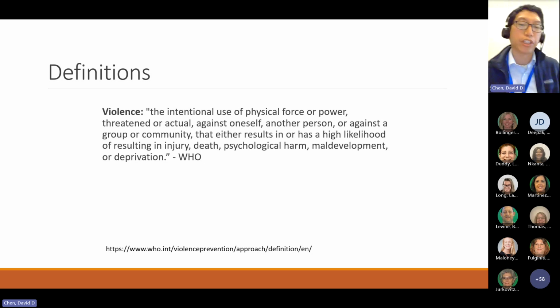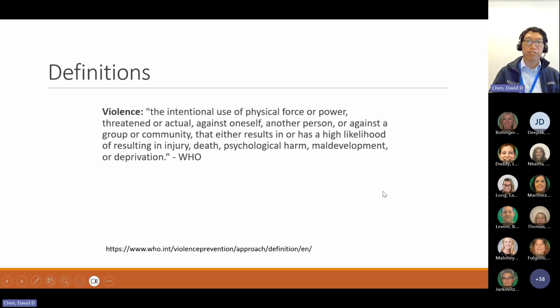We'll start off with the definition per the World Health Organization. Violence is the intentional use of physical force or power, essentially to coerce. And this can take place on the individual level, on the group level, but ultimately it's defined as resulting in injury, death, psychological harm, maldevelopment, or deprivation. This is a very broad definition for violence, just like the WHO has a very broad definition for health, but I hope to illustrate how the scope of violence is broad.